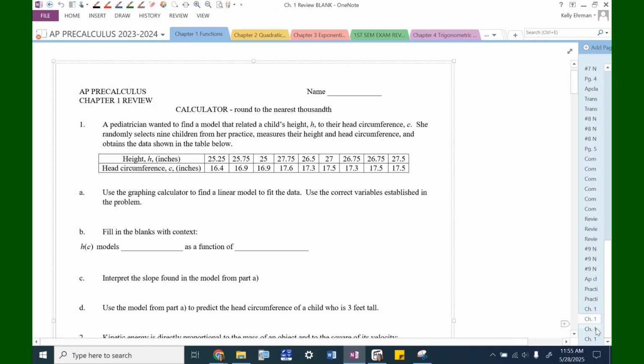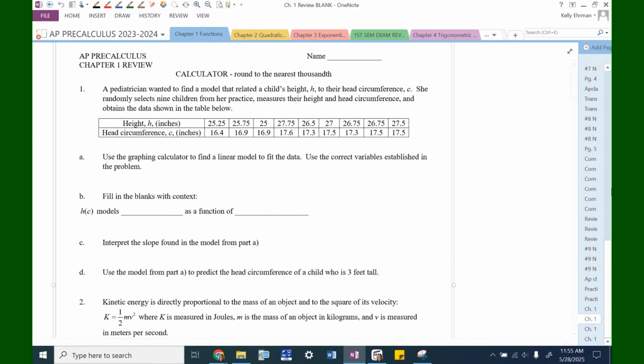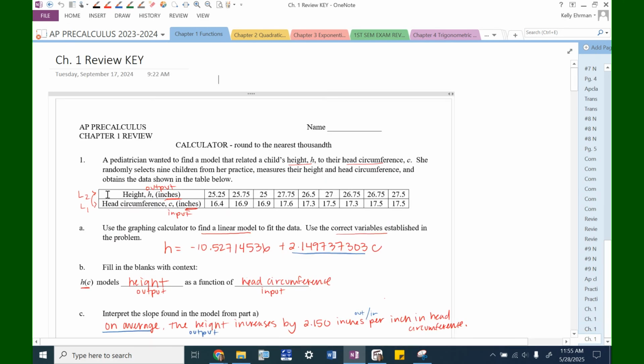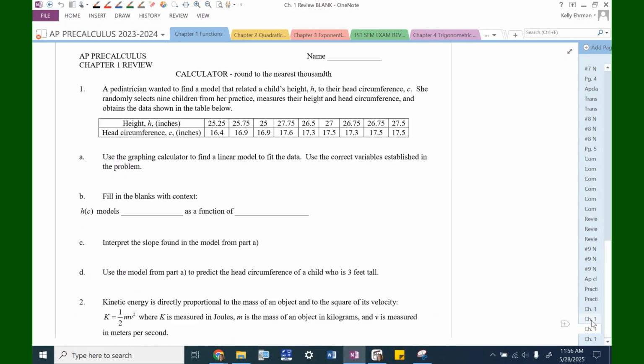Do I really want this to be? Let me double check this. Seems like we would predict height based on head circumference, not the other way around. Yeah, okay, sorry. I need to switch this table. It's correct in the paragraph, but let's go ahead and switch this. So the height is the output and the head circumference is the input.